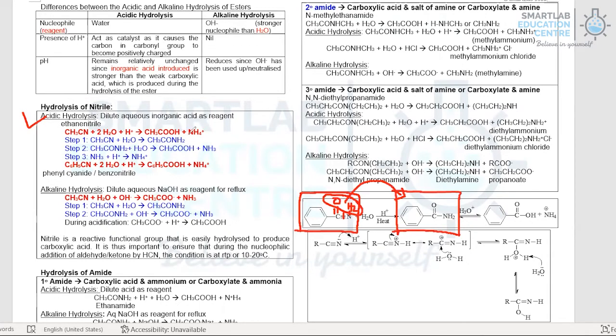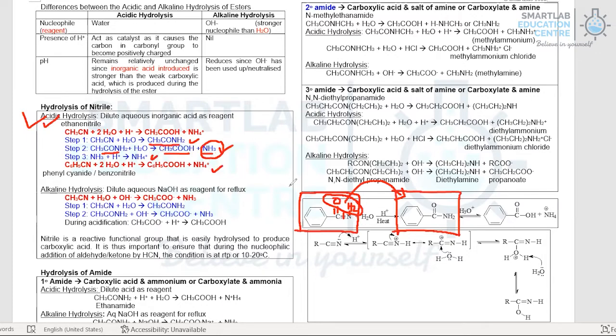So in the first step, your nitrile is converted to primary amide. Then the primary amide undertakes hydrolysis to produce your carboxylic acid and your ammonia in this case. And given that it's an acidic hydrolysis, ammonia is a base, and therefore it will be further neutralized by the H plus, and this is your final equation.